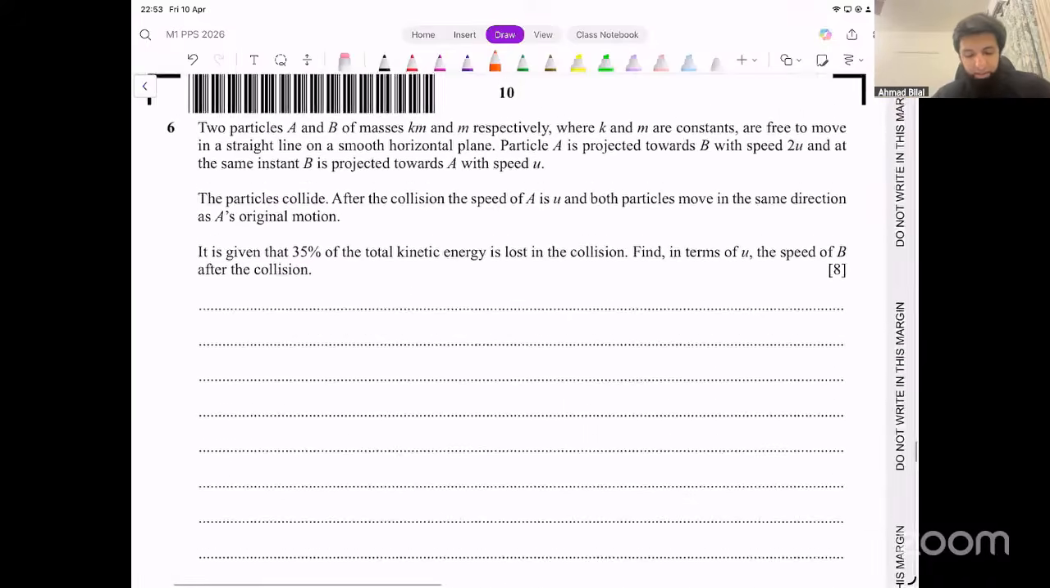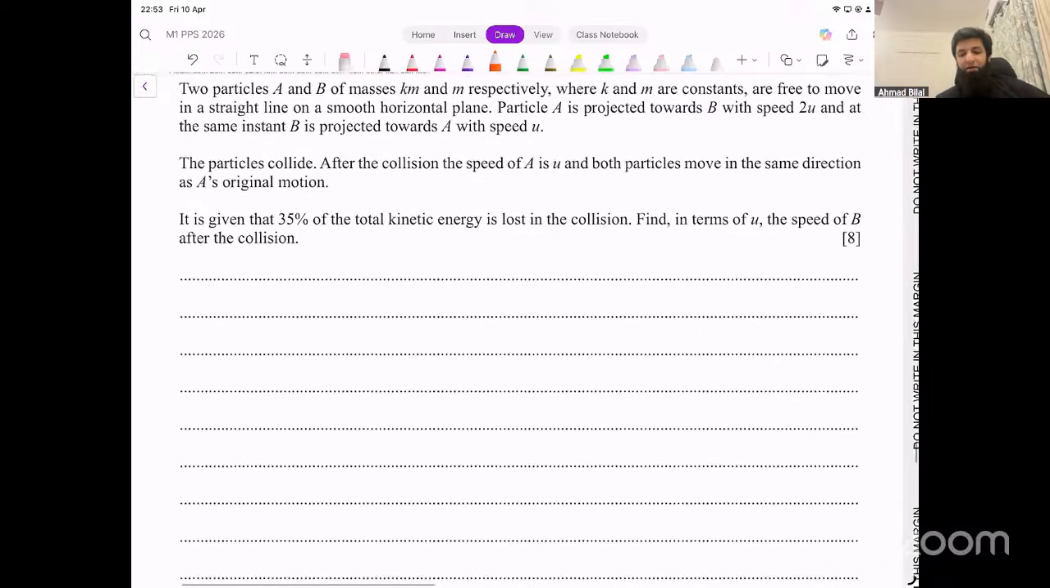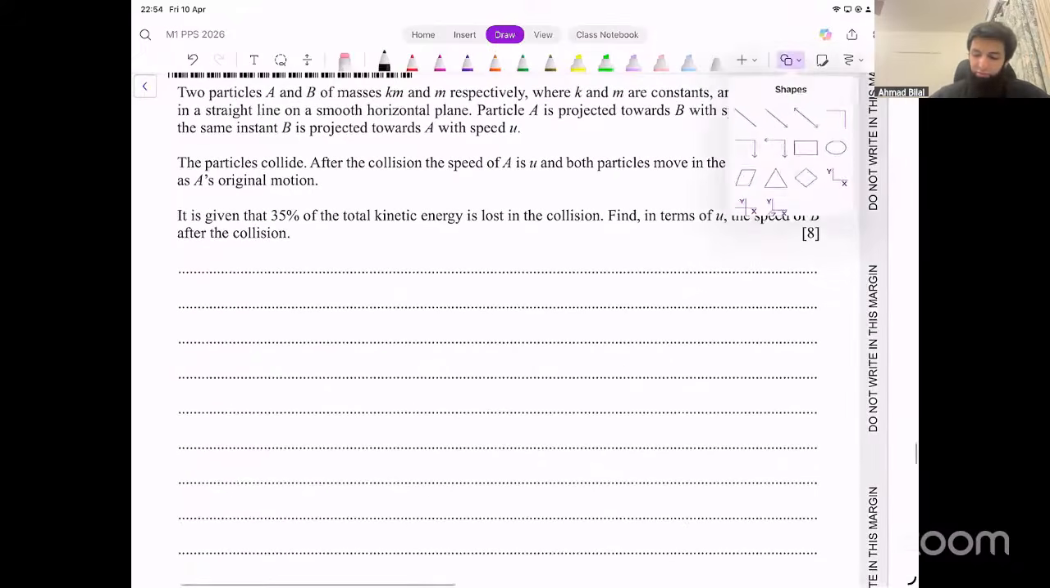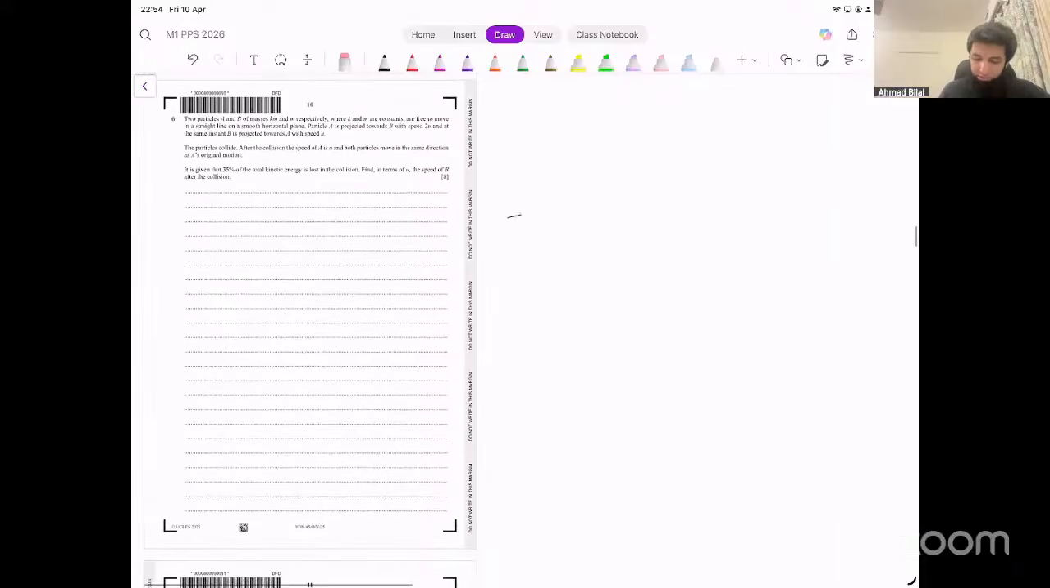Two particles A and B of masses km and m respectively, where k and m are constants, are free to move in a straight line on a smooth horizontal plane. They're free to move on that plane. Let me make this horizontal plane.